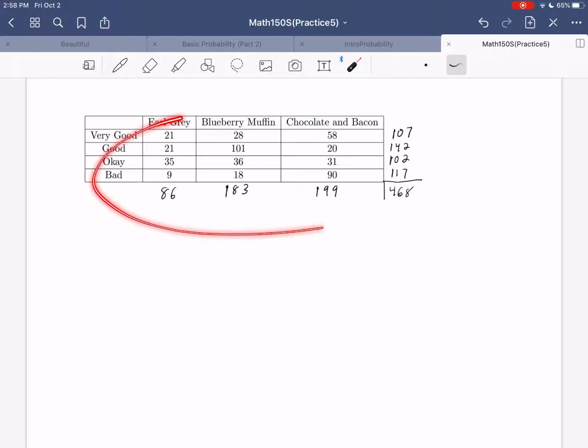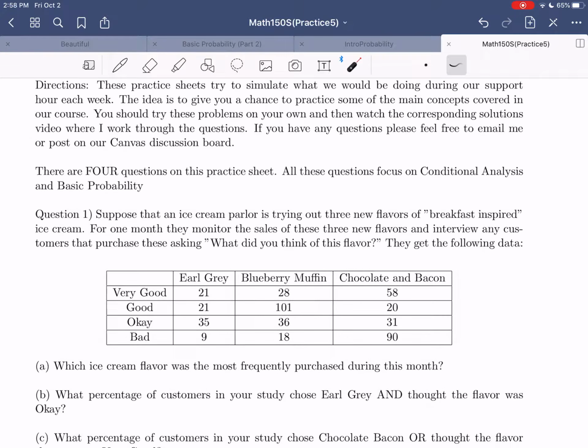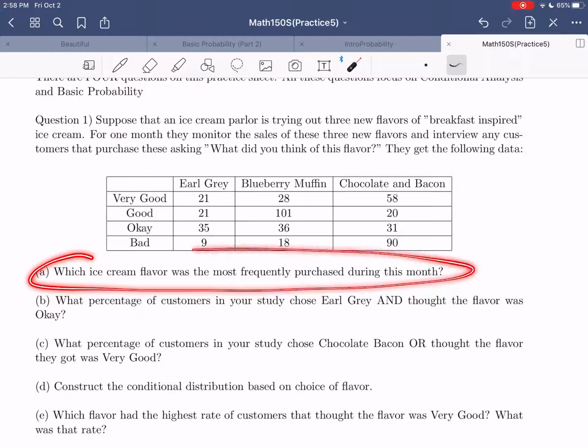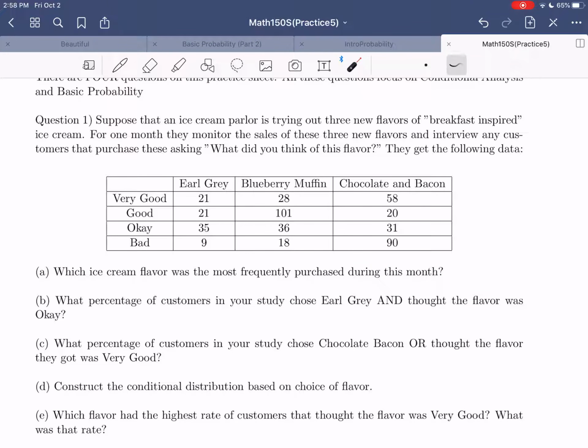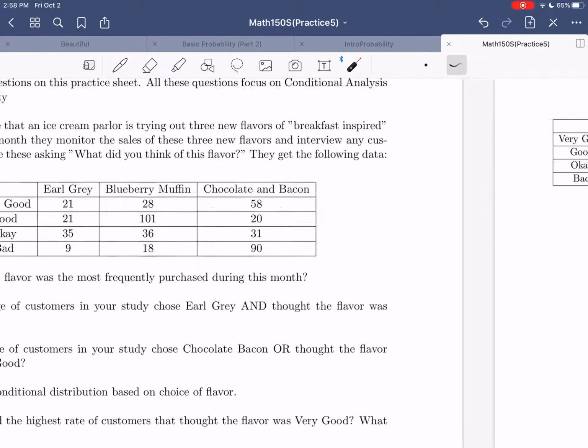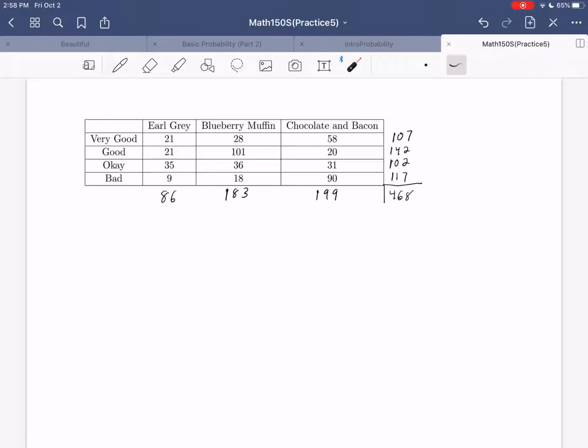Okay, so even if we haven't looked at the questions, we know that we want to do this to start with. So let's now look at what the questions were. For part A, we wanted to know which ice cream flavor was the most frequently purchased during this month. So if we look back here, we can see that 86 people purchased Earl Grey, 183 purchased the Blueberry Muffin, and 199 purchased the Chocolate Bacon. So it's close, right? Blueberry Muffin 183 versus 199, but Chocolate Bacon was the most frequently purchased.